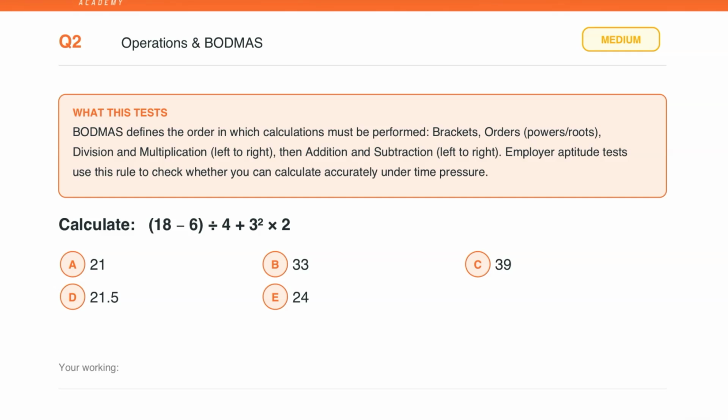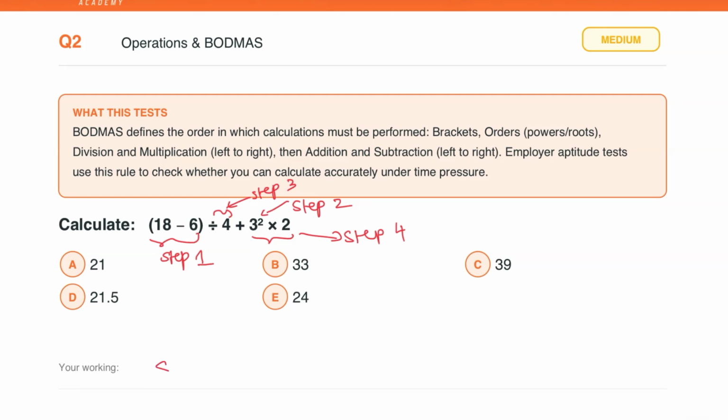Now let's look at it step by step. Here we have more operations. We have brackets. Therefore, this should be step 1. We have orders. We have power and root. This would be step 2. Then we have division. Division would be step 3. And then we have multiplication, which would be step 4. And then finally, we can do this.